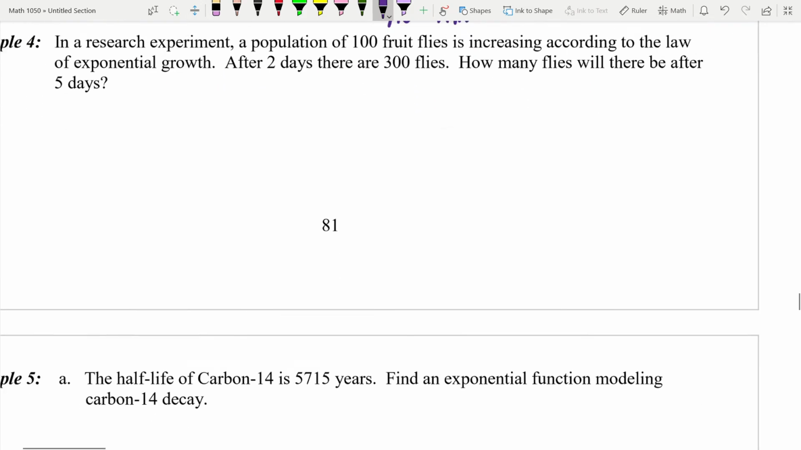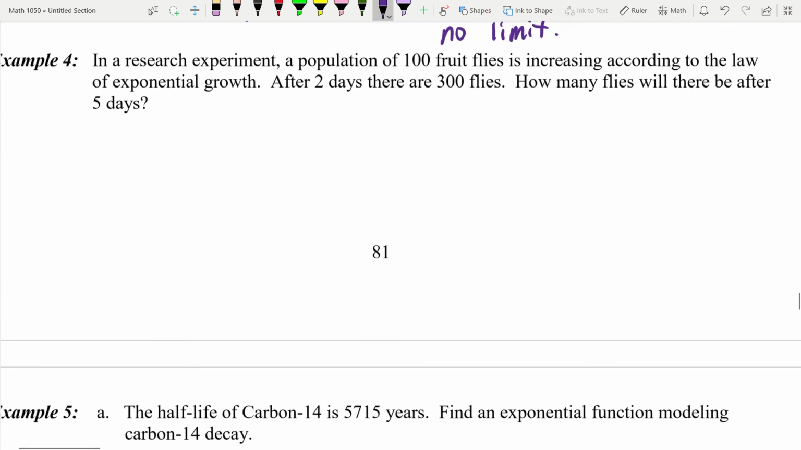Okay, question 4. This is really probably what it's going to look like. In a research experiment, a population of 100 fruit flies is increasing according to the law of exponential growth. After 2 days, there are 300 flies. How many flies will there be after 5 days? Off to the side, I want you to go step 1, find your k. Step 2, find your model. Step 3, answer the question.